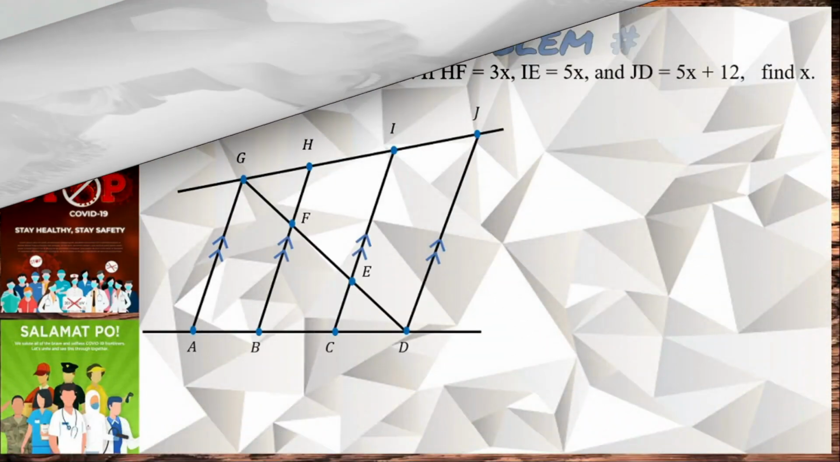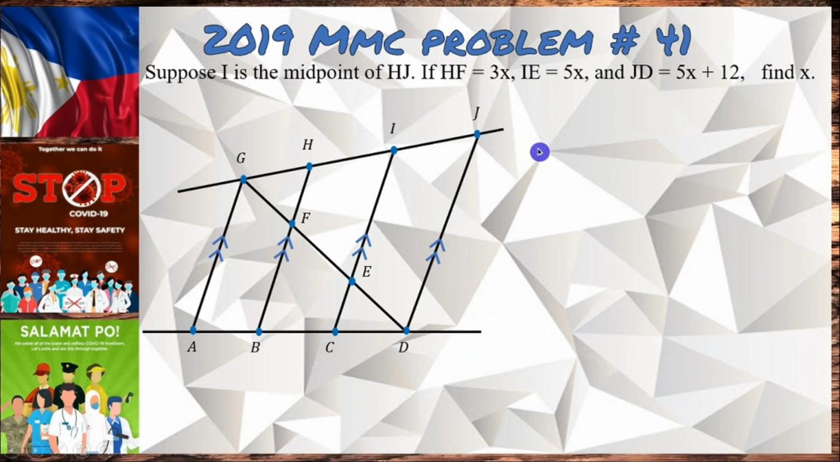Tara na. Problem number 41. Now, for us to solve this problem, we will illustrate first what has been given. So, HF is 3x, IE is 5x, and JD is 5x plus 12. Now, after illustrating, we will now analyze the figure.